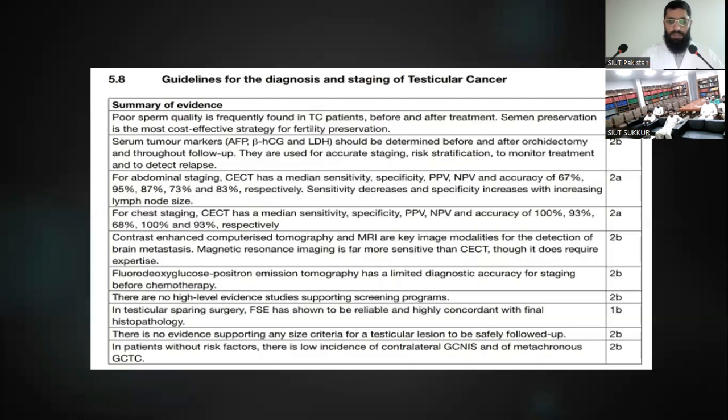Frozen section has been shown to be reliable and highly concordant with final histopathology. There is no evidence supporting any size criteria for a testicular lesion to be safely followed up, and in patients without risk factors, there is a low incidence of contralateral germ cell neoplasia in situ and metachronous germ cell testicular tumors.